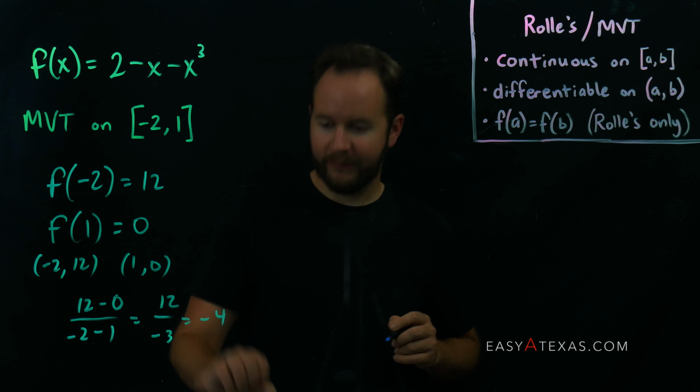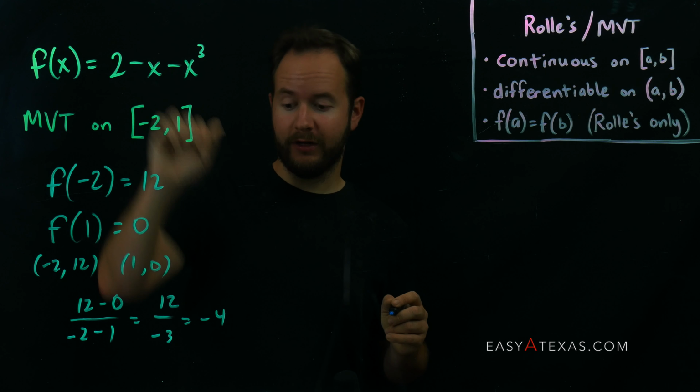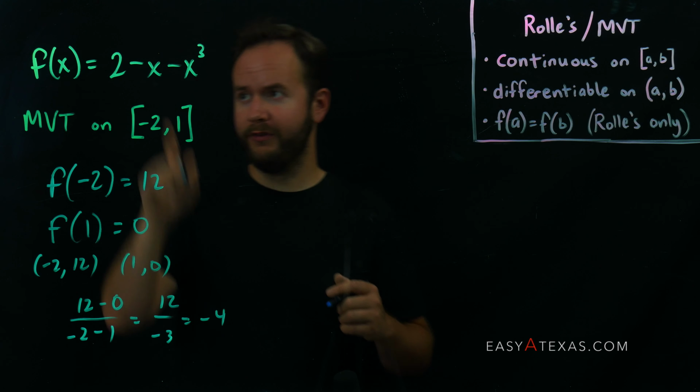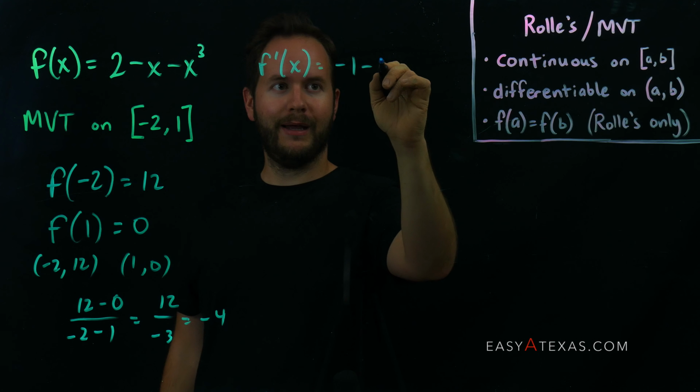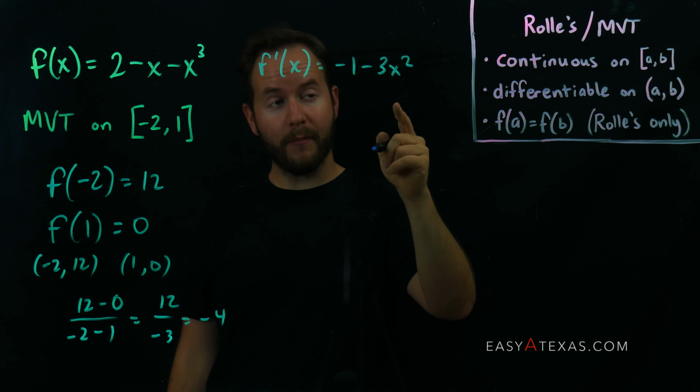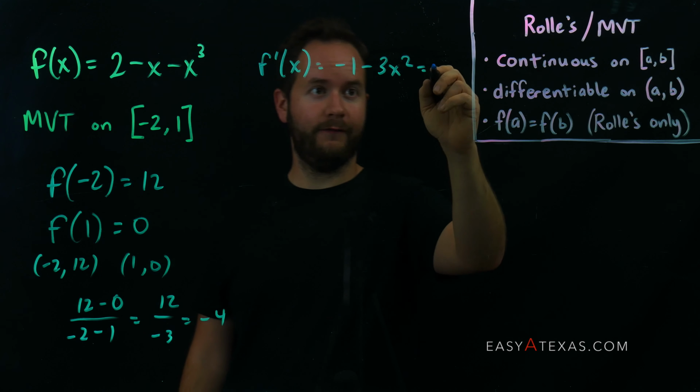Okay, now that I have this value, I'm going to take my derivative of this function and set it equal to negative 4 and then solve. So what's the derivative of this function? F prime of x equals negative 1 minus 3x squared. Remember, I'm going to set this equal to negative 4 and then solve.